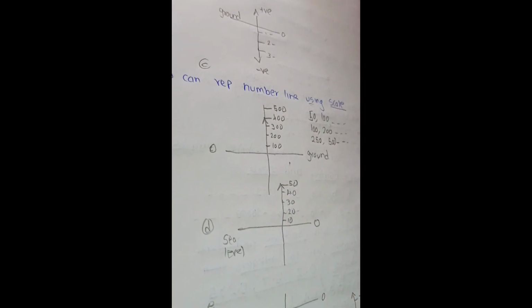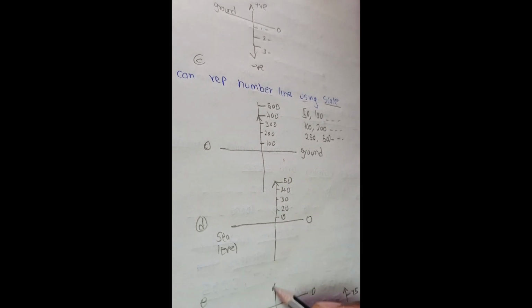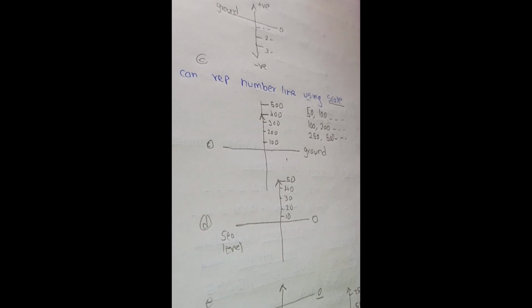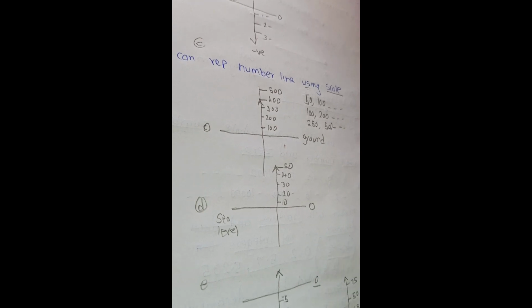From there, you have the E, where you're told 20 degrees below 0. So this is the 0. So 20 degrees below 0, start negative 5, 10, 15, and 20. Then you move to F, where you represent 75 degrees above the ground. You can use a scale of 25, 50, and 75.